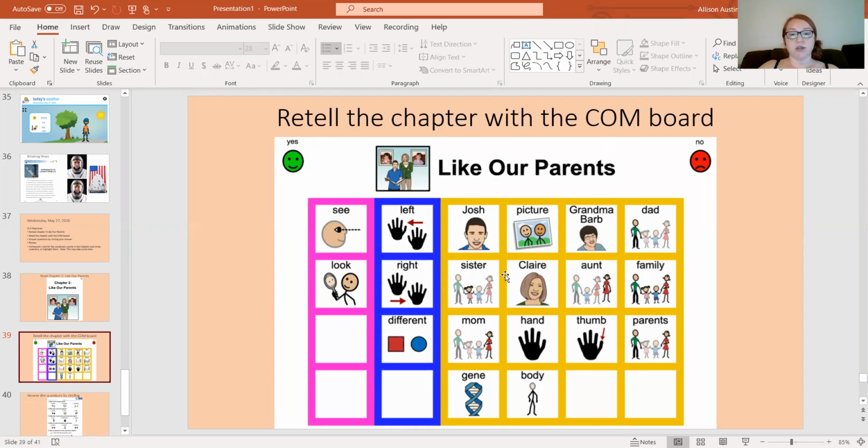So Josh is looking at pictures in the photo album, and he sees a picture of his dad with Grandma Barb when his dad was a little boy. And then he sees a picture of his sisters. Josh notices that Josh looks like his dad and Claire looks like dad's sisters or their aunt. Josh is glad that he looks like their family. He wants to know, because he looks like his dad, what he has in common with mom.